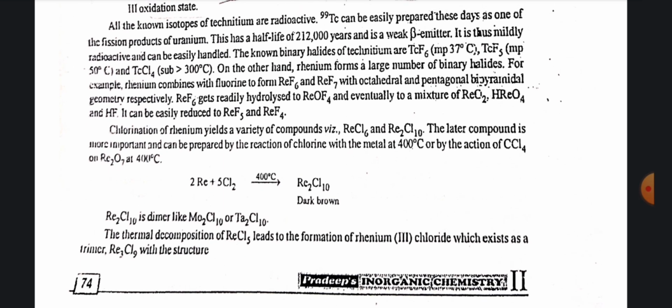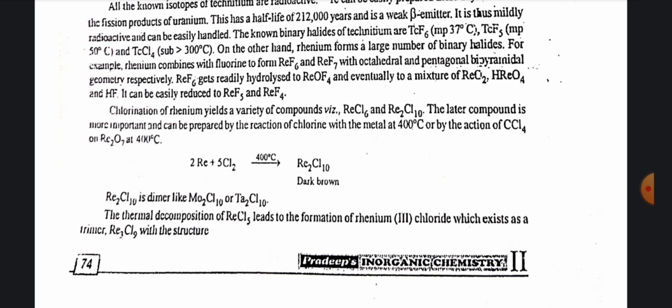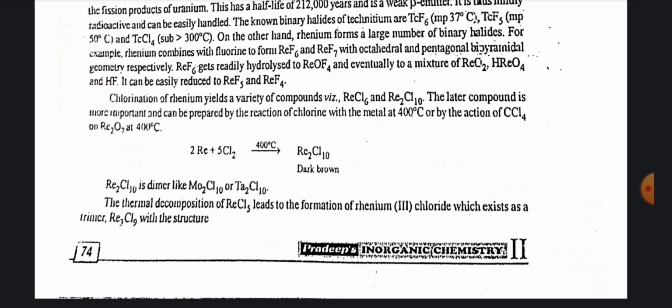All the isotopes of technetium are radioactive. 99Tc can be easily prepared these days as one of the fission products of uranium. It has a half-life of 212,000 years and is a weak beta emitter. It is thus mildly radioactive and can be easily handled.